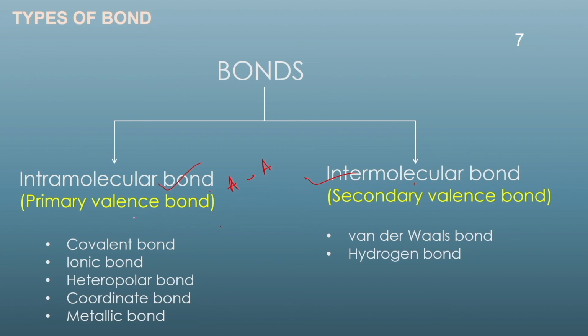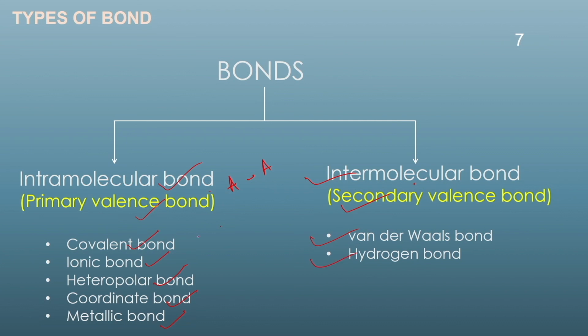The intramolecular bond is also known as the primary valence bond. The intermolecular bond is known as the secondary valence bond. The primary valence bond, or intramolecular bond, consists of covalent bond, ionic bond, heteropolar bonds, coordinate bond and metallic bond, whereas the intermolecular bond consists of van der Waals bond and hydrogen bond.